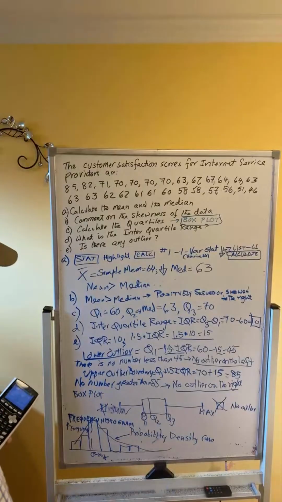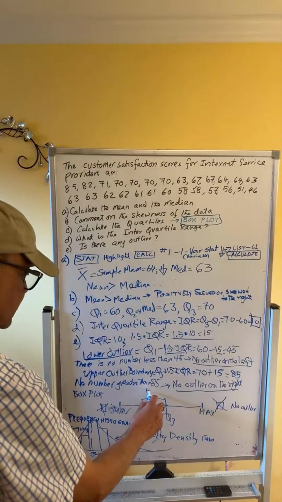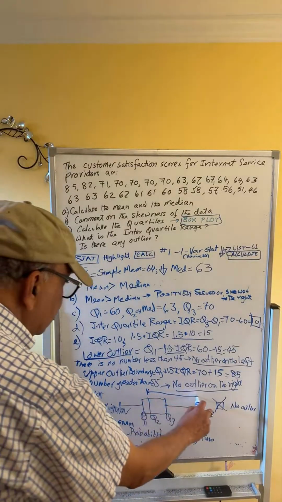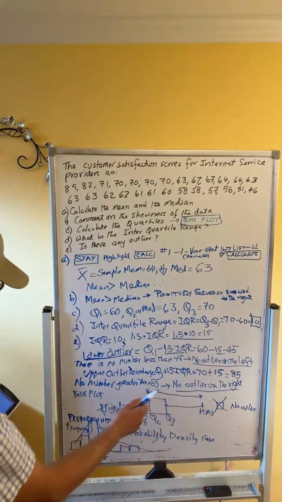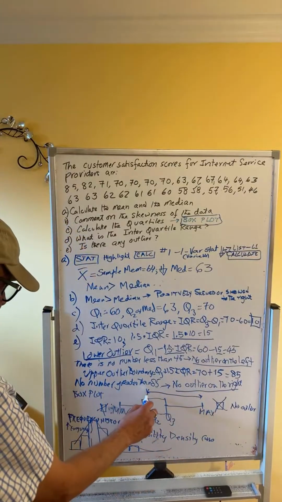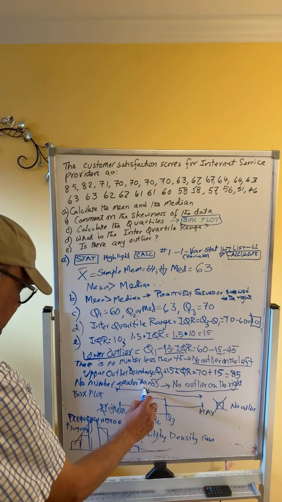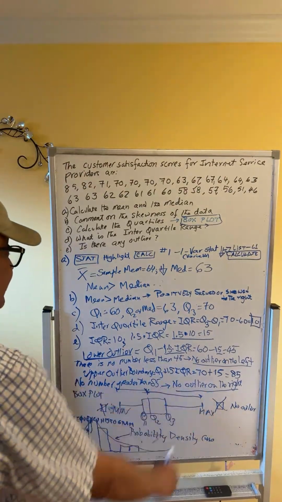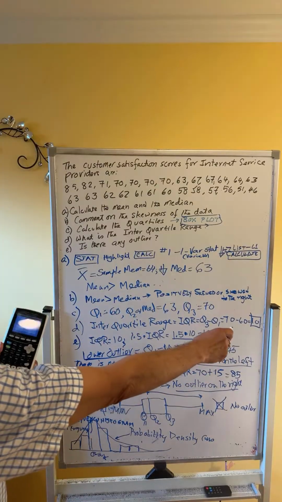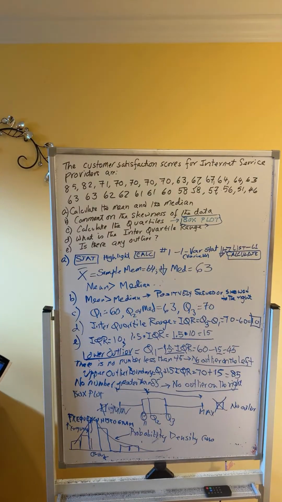It has an extended tail, as is shown by the distance from Q2 to maximum. This is greater than the distance of Q2 to minimum. This is also an indication of an extended tail on the right, as also the mean is greater than the median. Bottom line, there is no outlier, but it has a tendency to show an extended tail on the right.